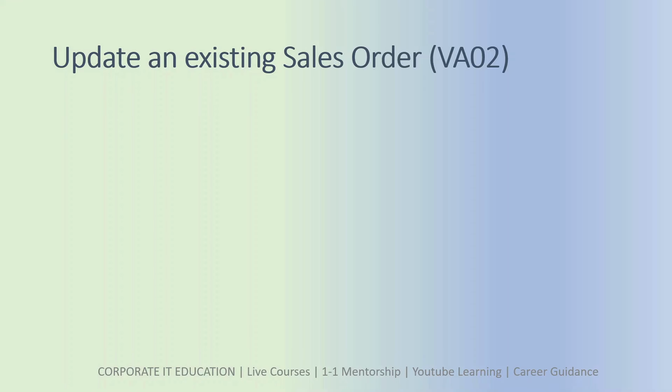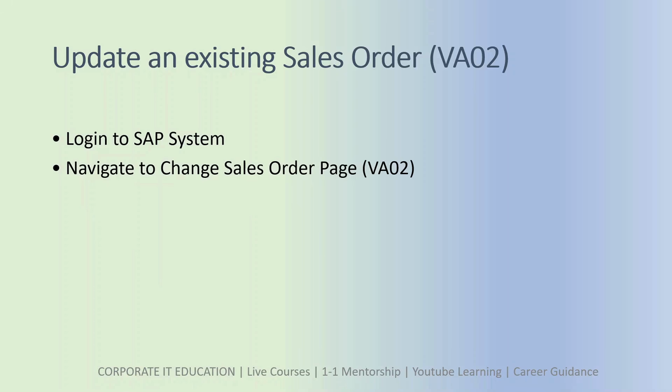Okay, so I am going to first explain the manual steps so that you understand the flow. Then we are going to automate that using Tosca. Now, first thing is log into SAP system, which is already there, both in my system right now, as well as in our Tosca script, which we can reuse. Second thing is navigate to change sales order page.